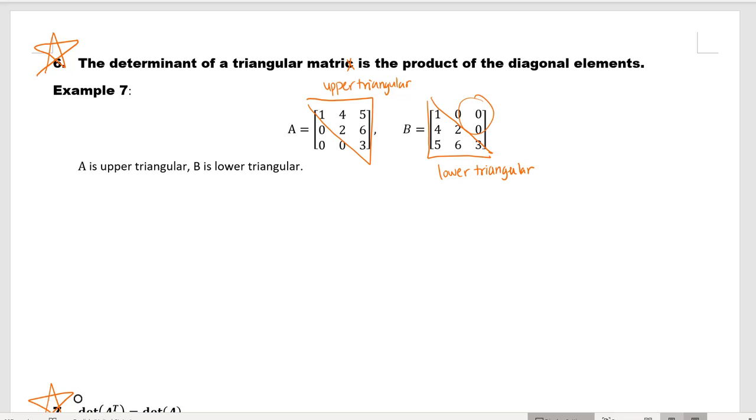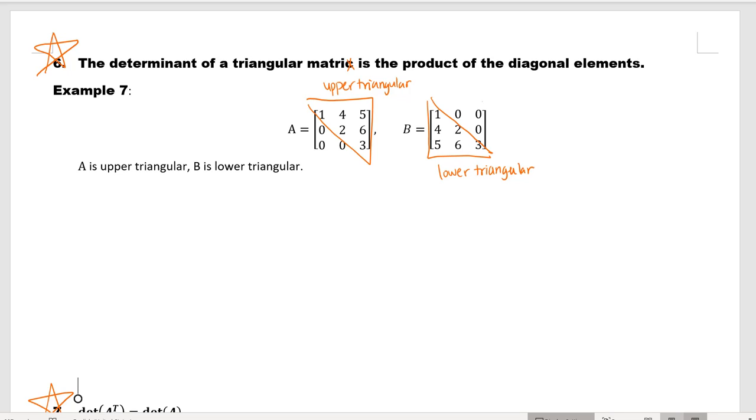And now you can see the right upper corners are zeros. Okay, so here A is upper triangular, B is lower triangular. A triangular matrix is like you have the diagonal elements, and then one side of it just contains zeros. So then the determinant is the product of the diagonal elements.